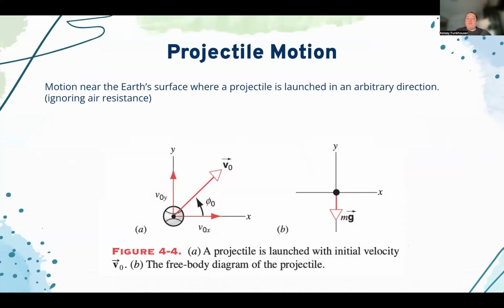Projectile motion is motion near the Earth's surface where the projectile is launched at some angle, and then in projectile motion, the object travels in a parabola. So we have our diagram here of a baseball that's launched at this angle phi naught. That's the symbol phi, if you weren't familiar. And then we also have a free body diagram showing that the only force acting is the weight of the ball.